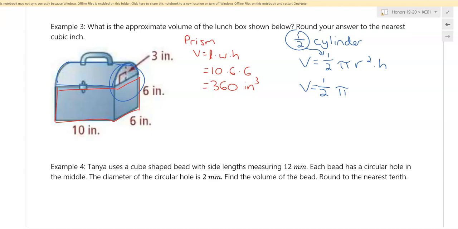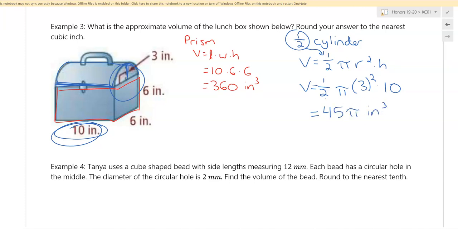And then we get 3 squared. This is half a circle because the circle is cut in half. That is 3 squared. And then same thing, our height, the space between the two circles, is the same as this space here. So that height is 10. And then again, I'm doing 1/2 times 3 squared times 10. Again, if you need a calculator, feel free. But that's 45 pi.